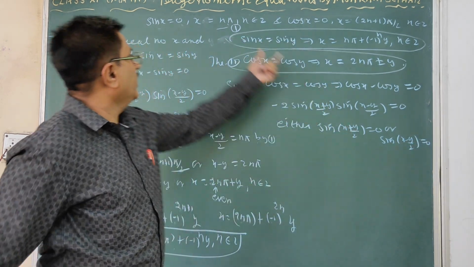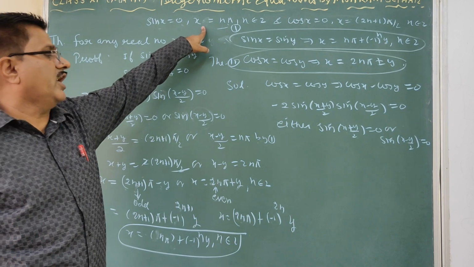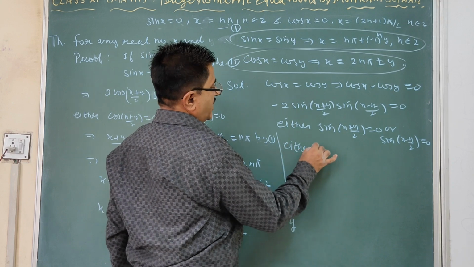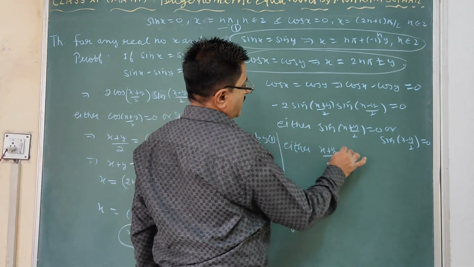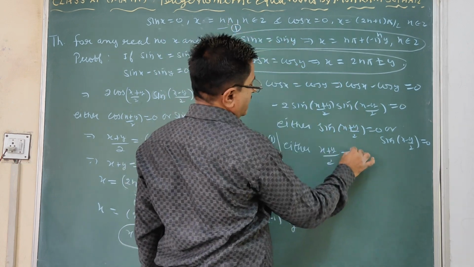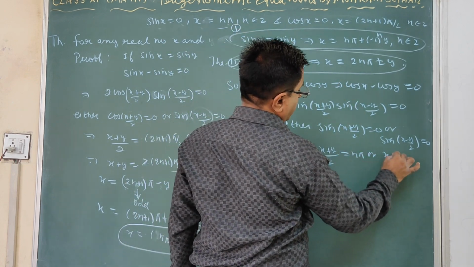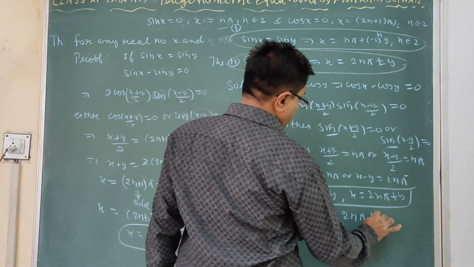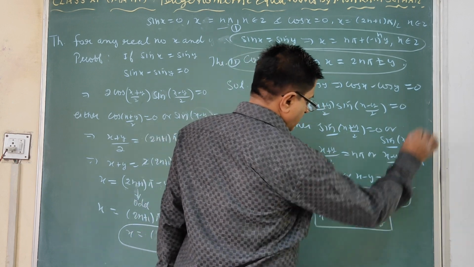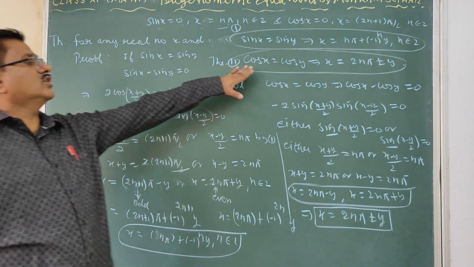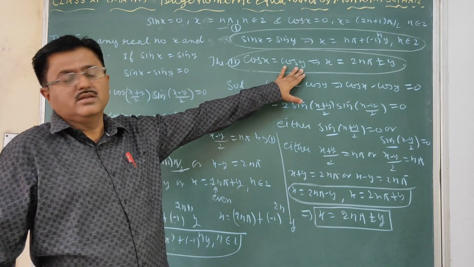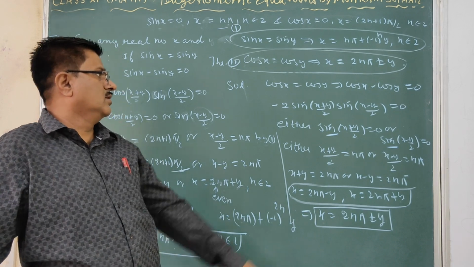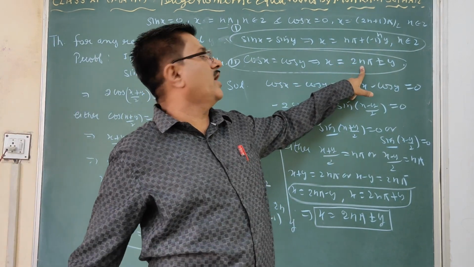Now sin is 0 at what angle? When the angle equals n pi. So in both cases we have sin, that's why either (x plus y)/2 equal to n pi, or (x minus y)/2 equal to n pi. And we get x equal to 2n pi plus minus y. So this is the solution. When cos x equal to cos y is given, you write the direct general solution of this function as x equal to 2n pi plus minus y.